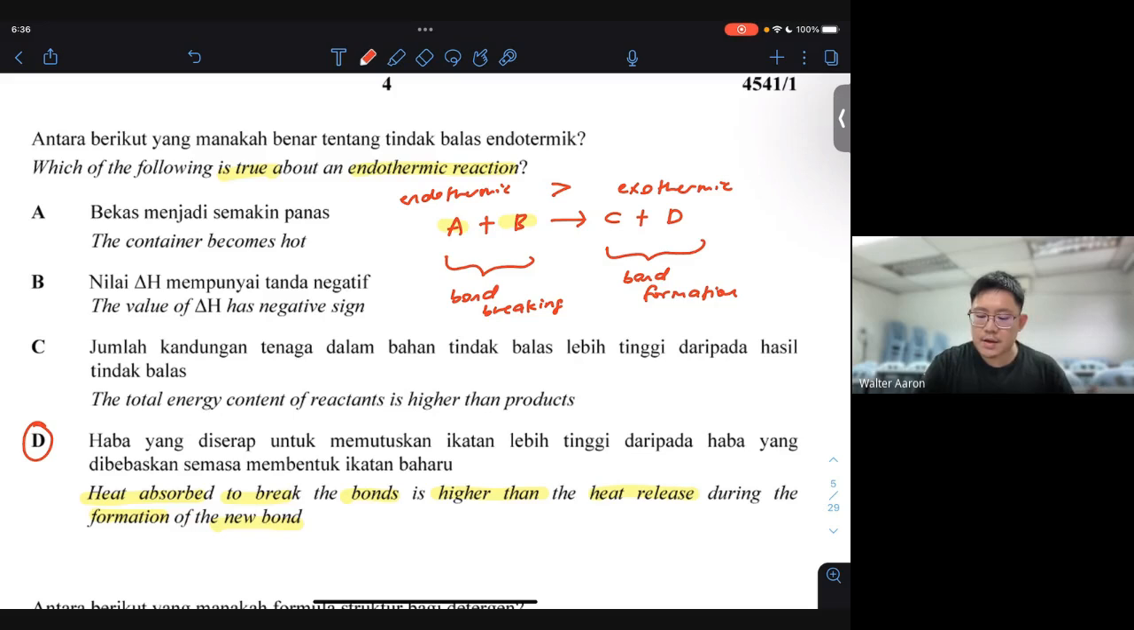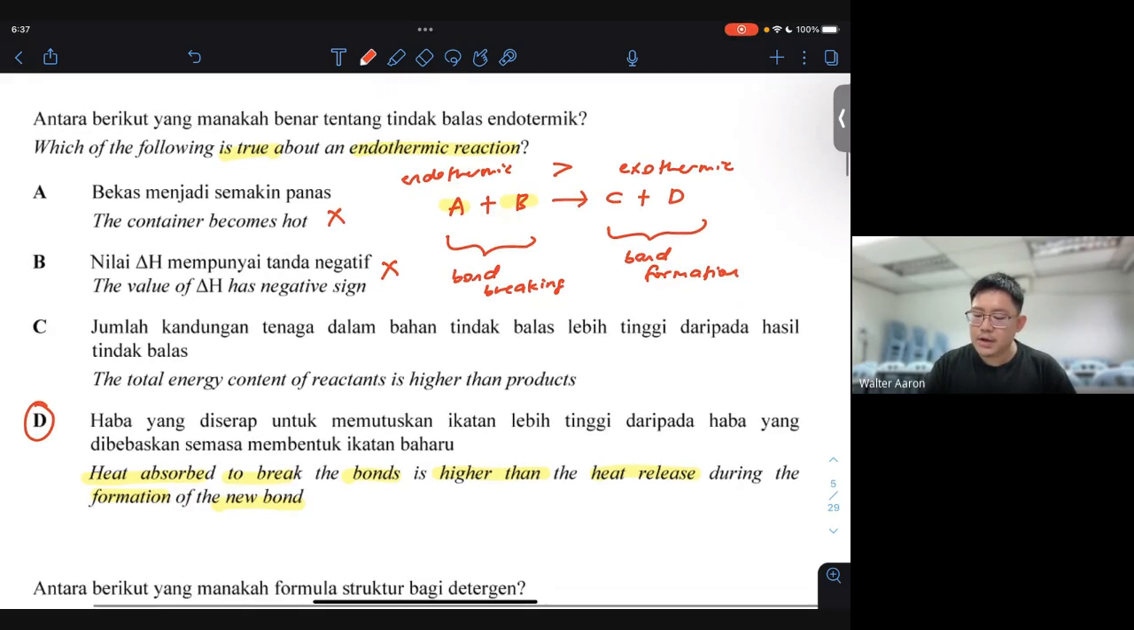As you can see over here, A says that the container becomes hot, but we know that if it's an endothermic reaction, the surrounding temperature will drop. So therefore, the container should be becoming cold instead of hot. And the value of delta H is supposed to be a positive sign for endothermic reactions. Negative sign is for exothermic reactions generally.